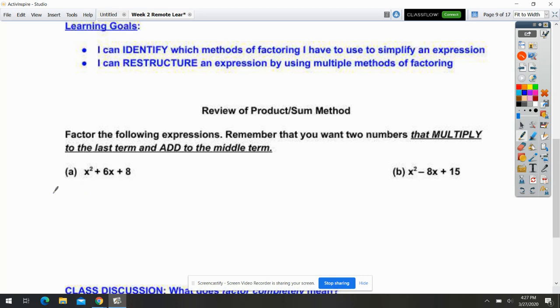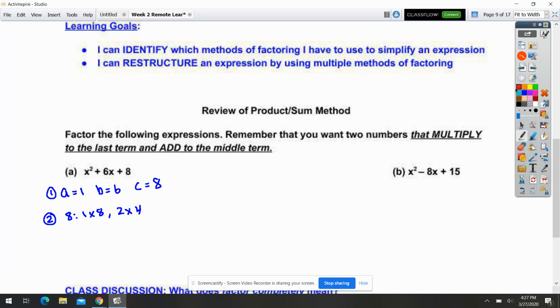So first things first, if you remember from lesson 5, we identify our a, b, and c values. So a is our invisible number next to x squared, which is 1 here. B equals 6. And c equals 8. So the next thing you want to do is see what are the factors of 8? So the factors of 8 are 1 times 8 and 2 times 4.